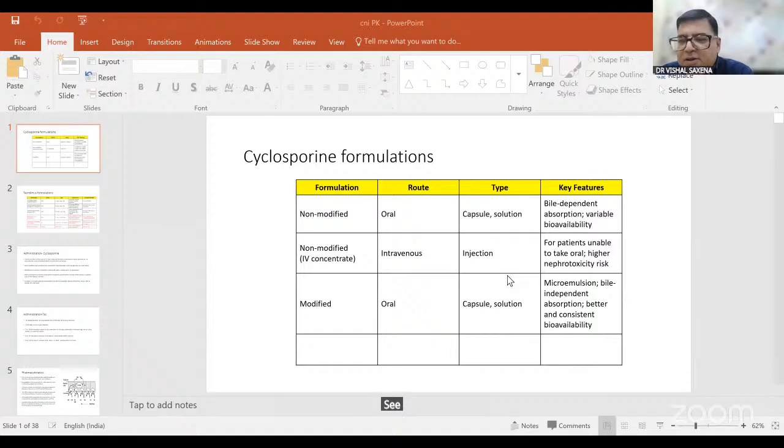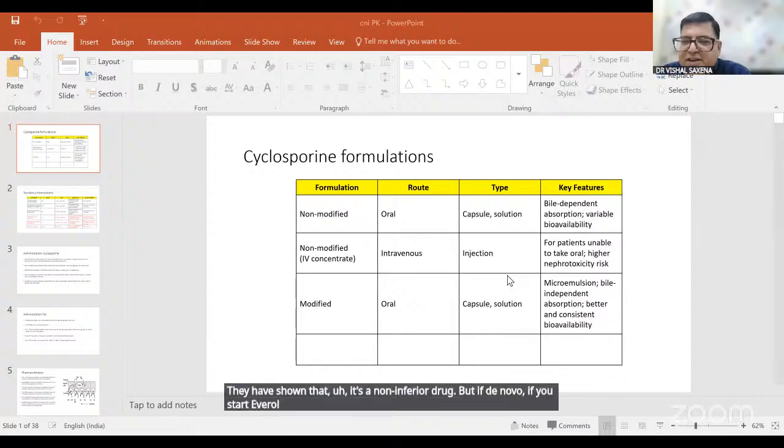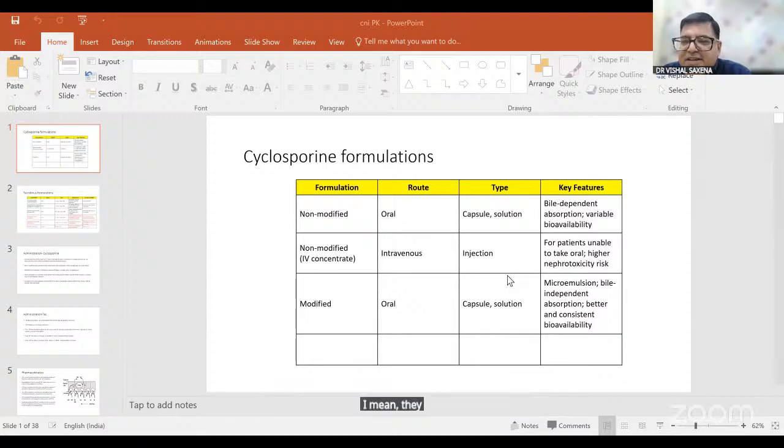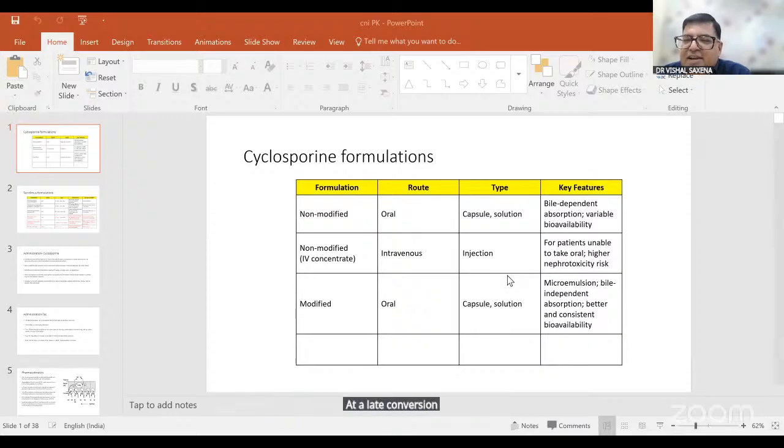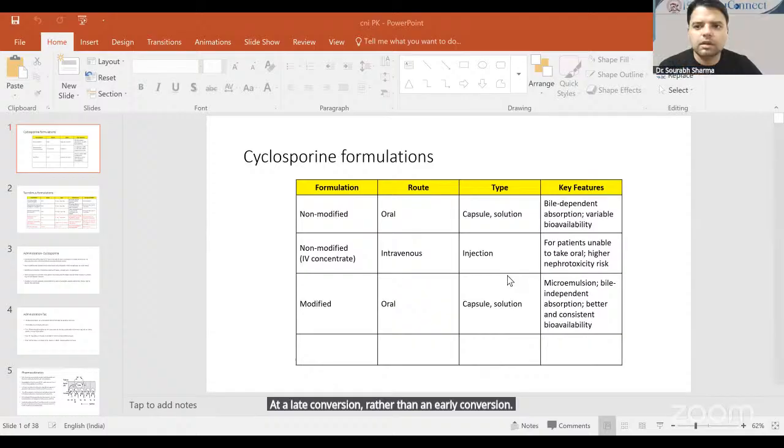See, all the studies that have shown conversion to everolimus have shown that it's a non-inferior drug. But if de novo, if you start everolimus because of adverse effects of CNI, they have more toxicities. If you do a late conversion to everolimus, a certain trial has shown that if you can manage proteinuria and dyslipidemias, then it's a superior drug as compared to CNI. So low dose CNI with mTOR inhibitor definitely has an edge at a late conversion rather than an early conversion. All right, sir. Vishal Ramteke, sir, your take on this, sir?